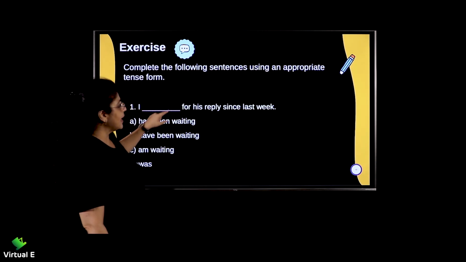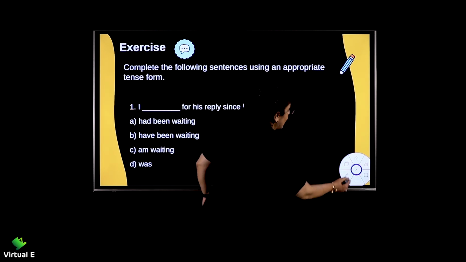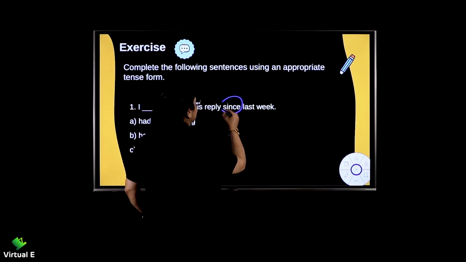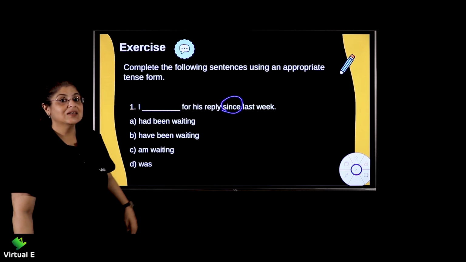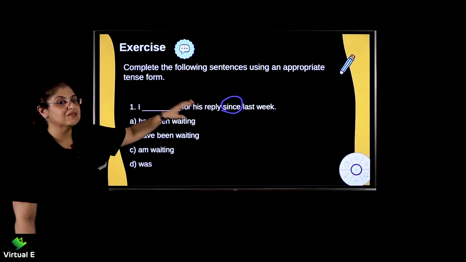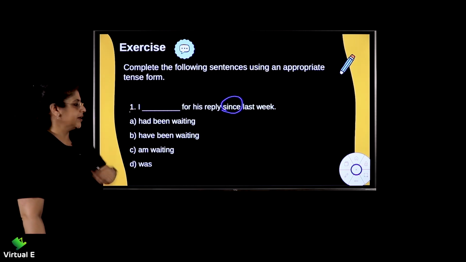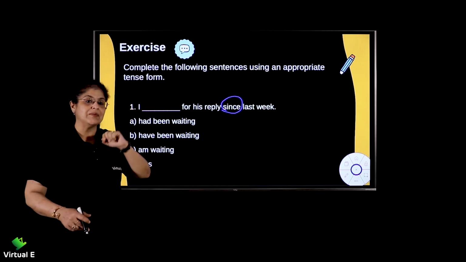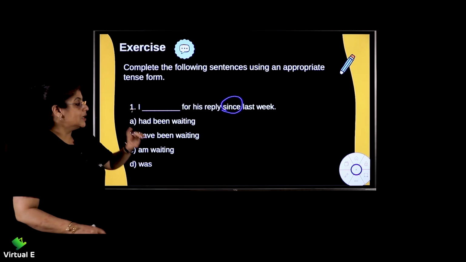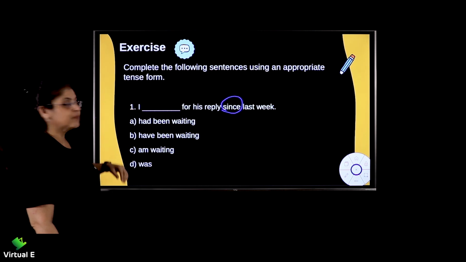Now, I dash for his reply since last week. What is the word since reminding you of? Yes, since last week. Something about past? Something about perfect continuous? Yes, it is past perfect continuous. So, which is the option? Can you think of it? Quickly, I'll give you a second. You're done? Okay, here I go. So, you can also do one more thing. You have these 4 options. You should apply each option to the blank and see which suits well. So, let's begin with it.